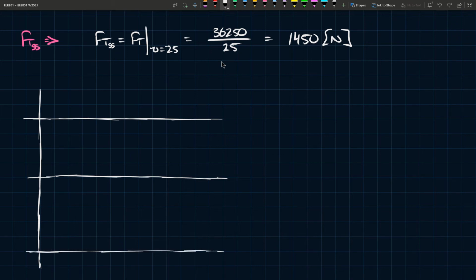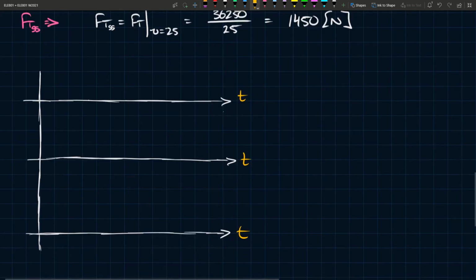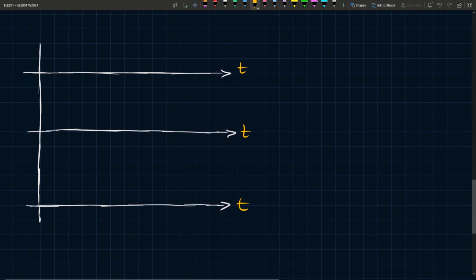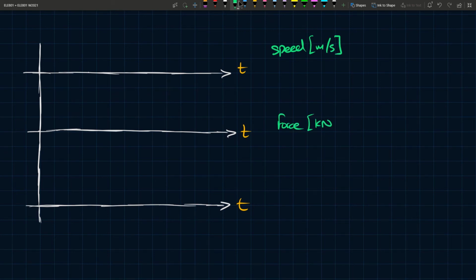I guess this should be far enough. Always important to make sure your axes are reasonably displaced from one another, such that you can draw the accurate waveforms that you need to. And now we've gone too far down. So this one again will be speed, and this will be in meters per second. This is the force, and this will be in kilonewtons, and this is the power, and this will be in kilowatts.